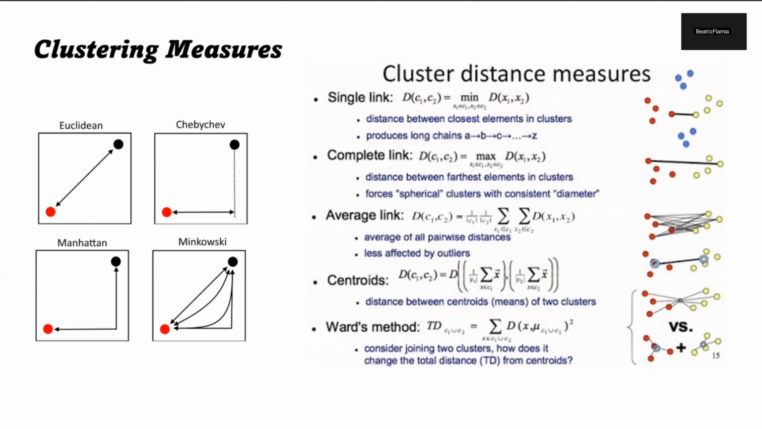Single linkage is the distance between an element that belongs to one cluster and the nearest neighbor in another cluster. Complete link is the opposite, the furthest neighbor between different elements that belong to different clusters. Average is the average of the distance between the elements. And Ward's method is the squared distance between 2 different clusters. It's another approach.